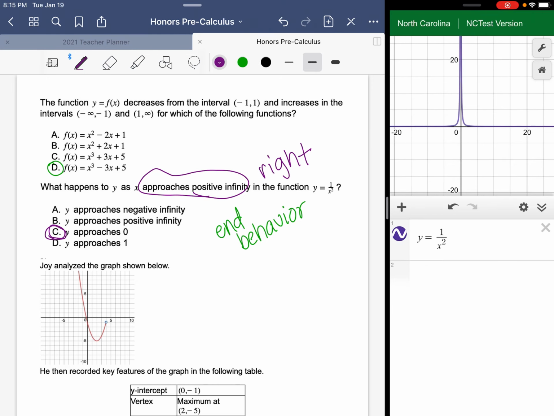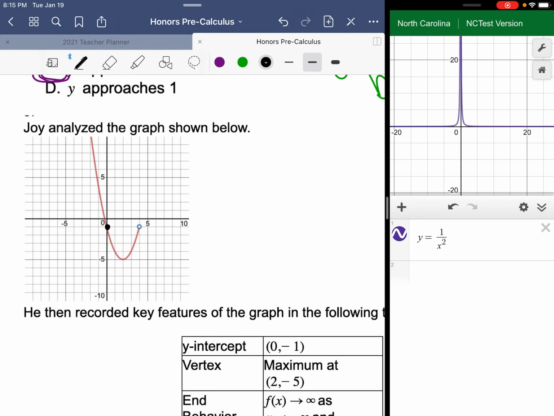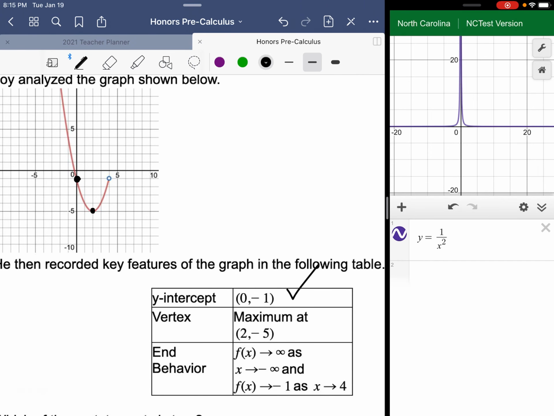It's approaching 0. All right, so then Joy analyzed this graph below, and they want to know, based off the key features that she got, were there any incorrect ones, and what were they? So I think the names got mixed up. Joy, Jonathan, same thing. All right, so the y-intercept is at 0, negative 1. I think we can agree that's a true statement. There's a maximum at 2, negative 5. Well, there is an extrema point at 2, negative 5, but this is actually going to be a minimum.